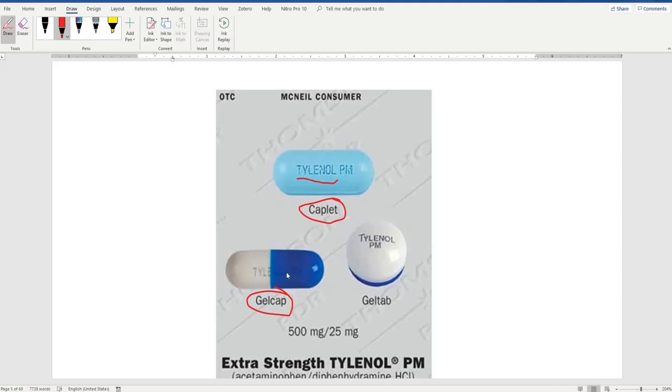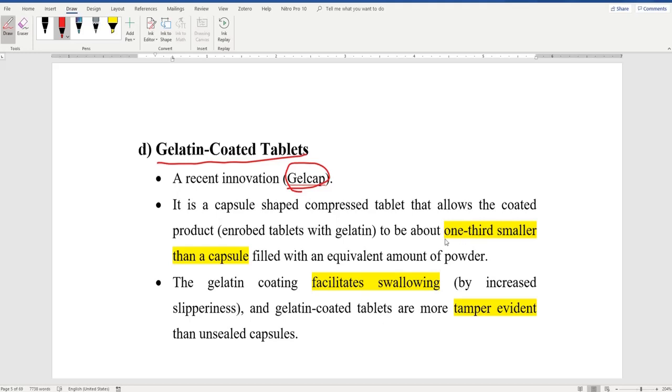Now, if you look here carefully, what's the advantage of having this gel cap? One, compare it to a capsule. If I want to put the same quantity in hard gelatin capsules, what will you be filling, the cap or the body? You'll be filling the body, and the compression is not hard, it's soft compression. Therefore the cap will be empty, meaning there is more space in the capsule. That's why the size of gelatin coated tablets is smaller, one third smaller than a capsule.